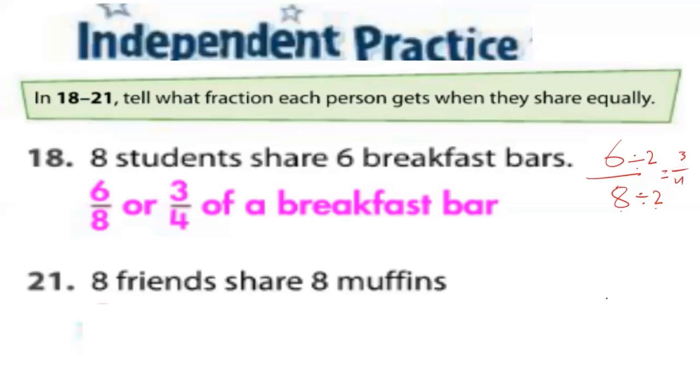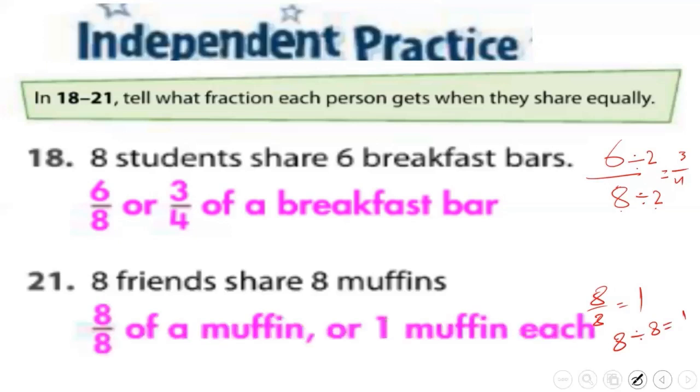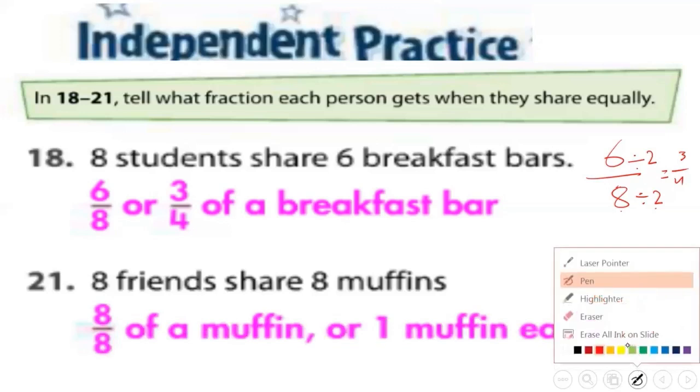8 friends share 8 muffins. So easy, it will be 8 over 8. Same numerator and denominator equals 1. 8 divided by 8 also, dividend and divisor are the same. Both of them equal 1. So the share of each one will be 1 muffin to each one. Move to another question.